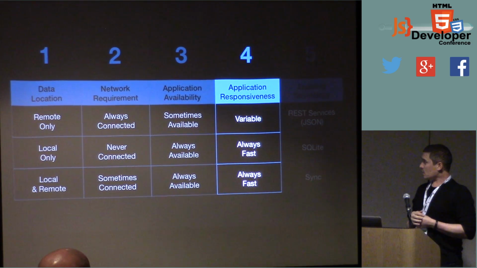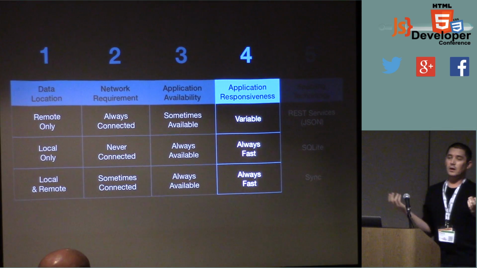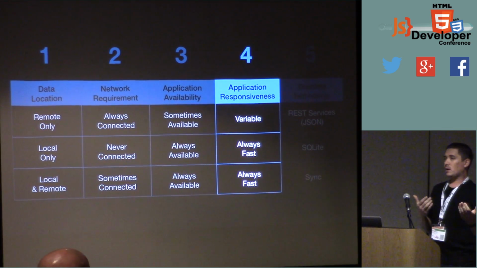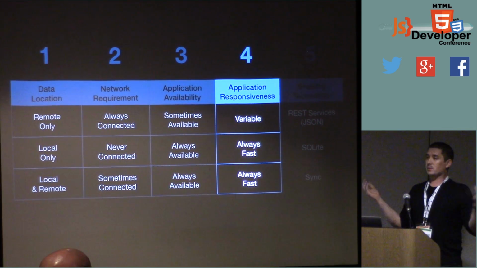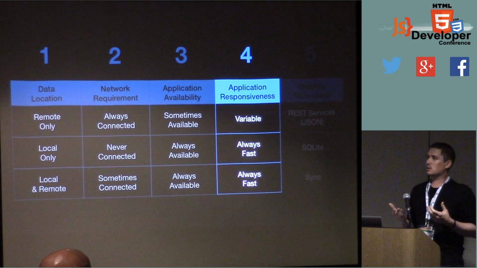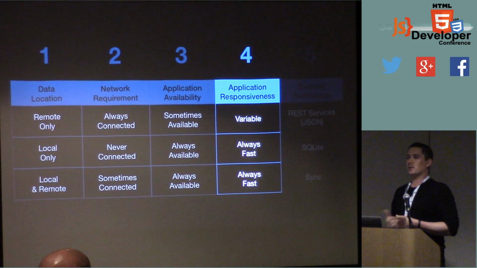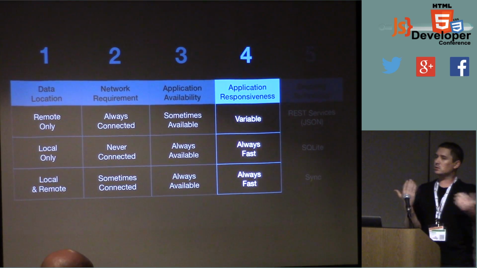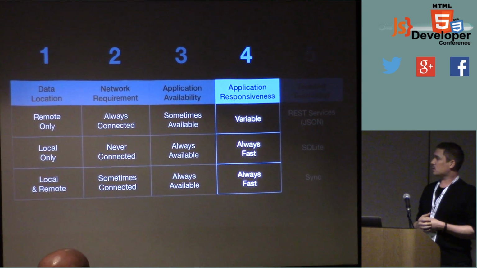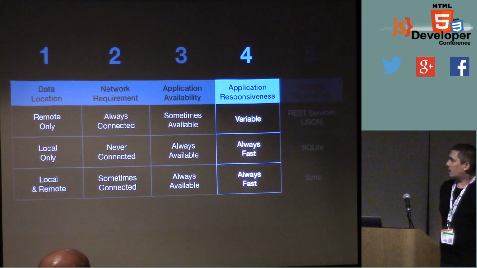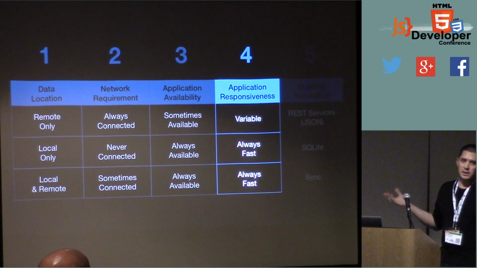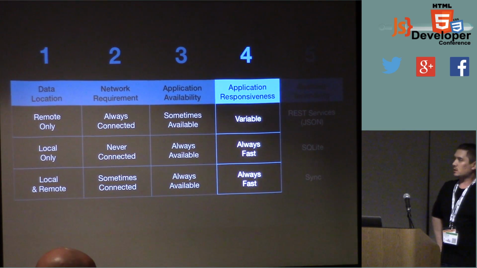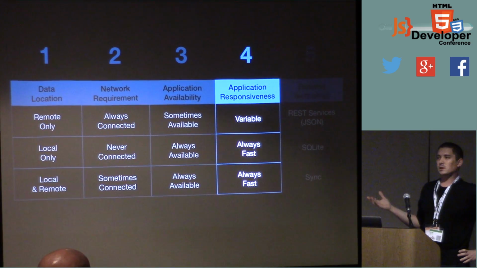And it results in a variable experience, which is actually worse than just having an app that's always slow, because your users can't predict how the application is going to behave. So one interaction with it might be fast, the other one might be slow, just depending on the performance characteristics of the connection. And with the local and hybrid strategies, because the data is local, it's consistently fast.